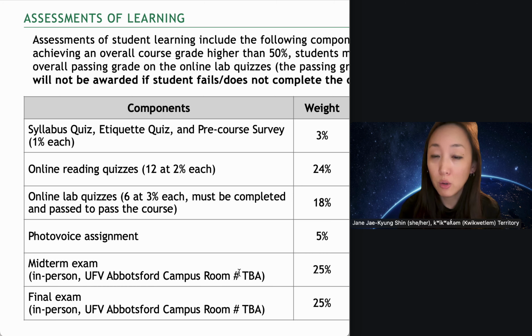And as I spoke about earlier, each of the modules would have their reading quizzes that are worth 2% each and lab quizzes that are worth 3% each. And for our course orientation, we have small but important quizzes that you need to complete, and that'll be the syllabus quiz, etiquette quiz, and the pre-course survey that are worth 1% each.